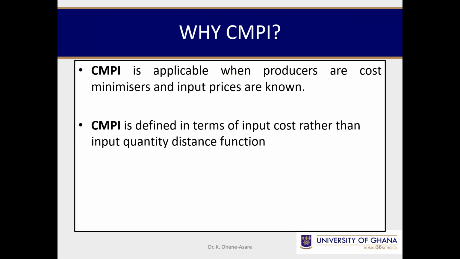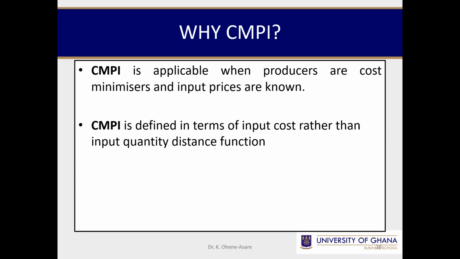Now there's something you need to quickly know. Why does somebody have to estimate the cost Malmquist? It's simple. When the producers are cost minimizers and input prices are known, you can do that. In other words, when you have data on input prices. And in this context, you define everything in terms of cost instead of in terms of quantity. So we are dealing with cost distance functions.